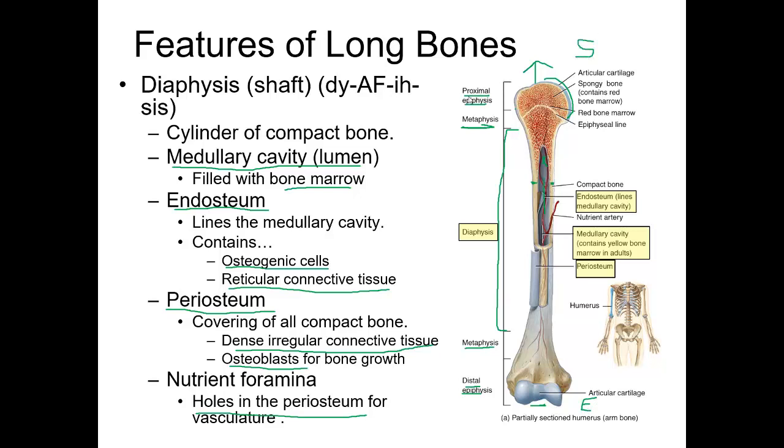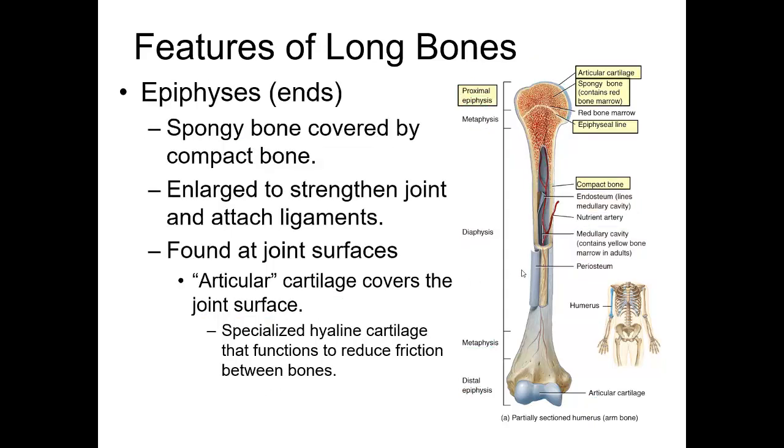Hence, this is the proximal side because it goes towards the shoulder joint. This is the distal side because it goes towards the elbow joint. Hence, that makes this end the proximal end, and this the distal end of the humerus. So you have the proximal epiphysis and the distal epiphysis of the humerus. So we just talked about the epiphysis.